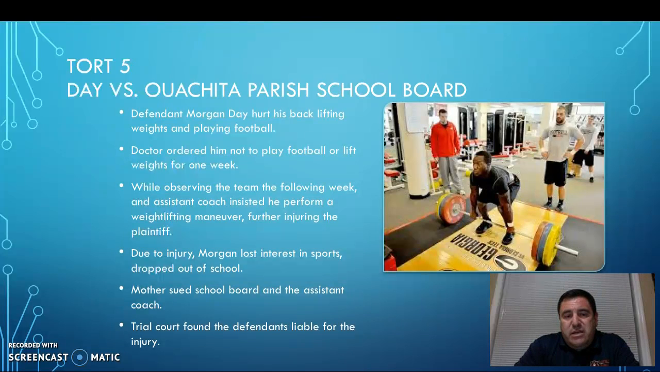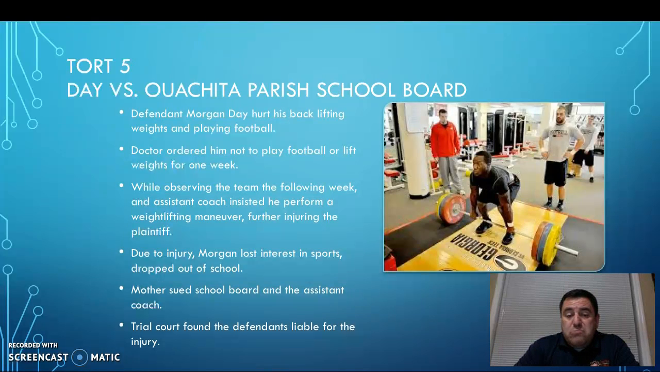He did it, and he injured himself. He went back, and his back is really messed up. He couldn't play football, he couldn't play baseball. He lost interest in sports. Morgan Day, the student, dropped out of high school or had to withdraw because he had missed so many classes due to his health issues, and he had to enroll in an alternative school.